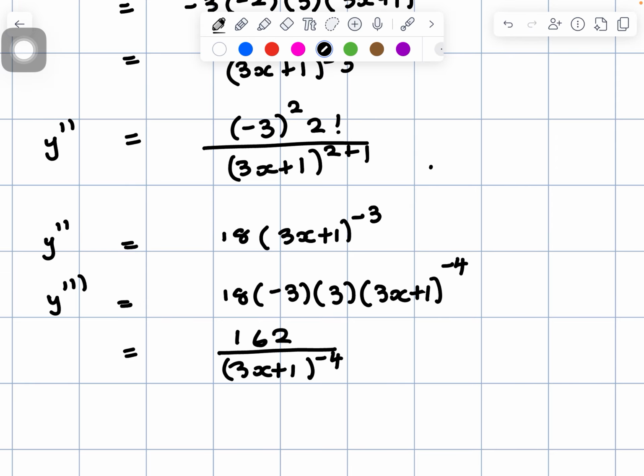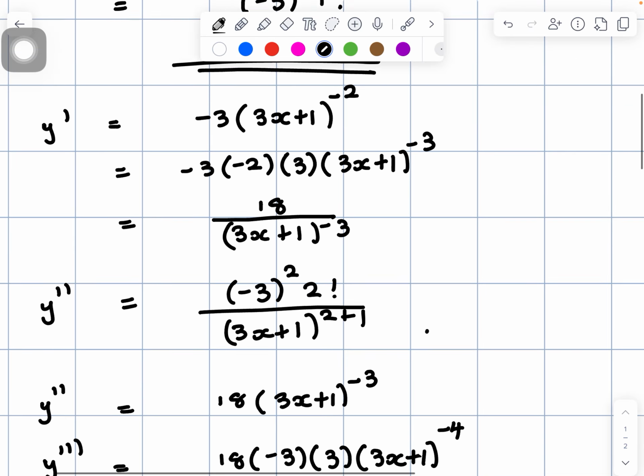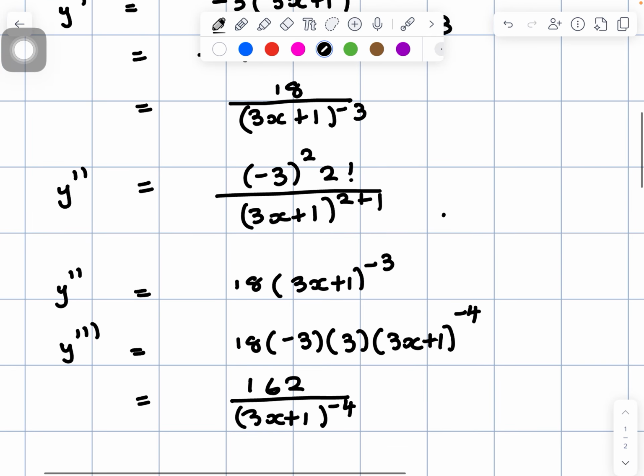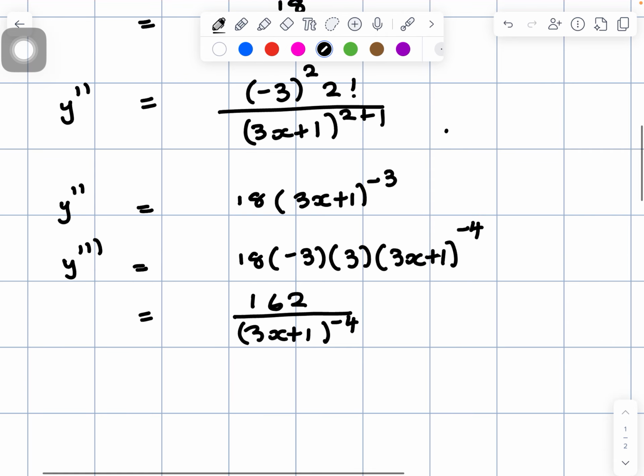If you are following, you see there's a pattern. At first our n is 1. Then at y prime prime our n was 2. So at the third derivative, our n is supposed to be 3. How are we going to do it? We're going to do it in this form: minus 3 to the power 3 is 27, times 3 factorial.